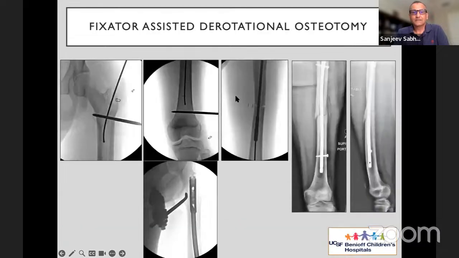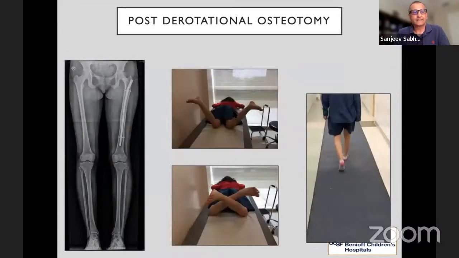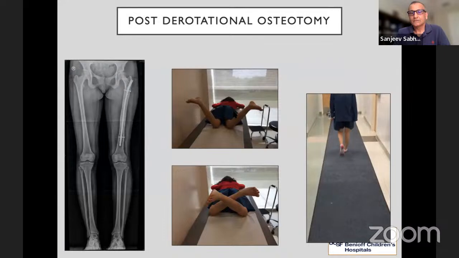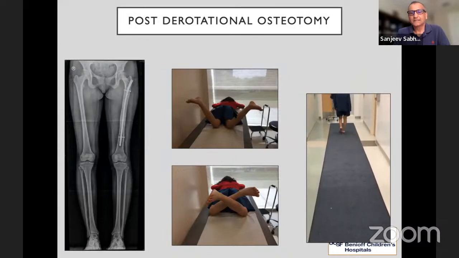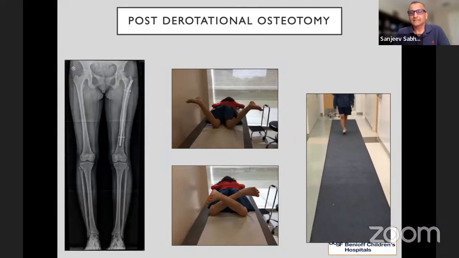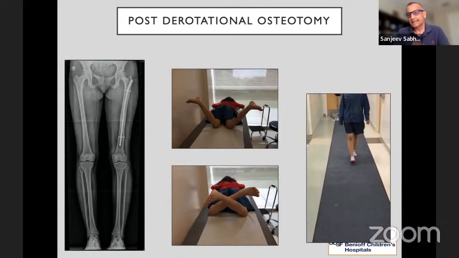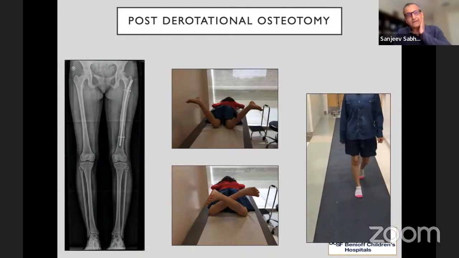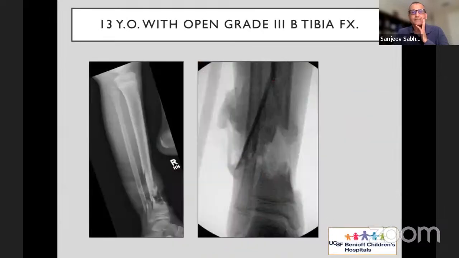So here we just took the rush rod out, did a fixator-assisted derotation, and then put in an intramedullary locking device. And then here she is, walking. So I think the point is sometimes you don't need a lot of fancy stuff, but of course, hindsight, if you're using a non-locking device, you've got to think about controlling rotation, or use a locking device of some sort.